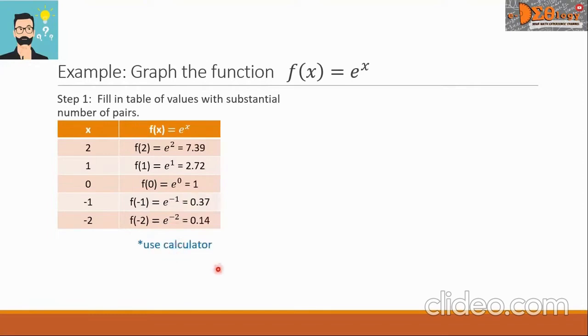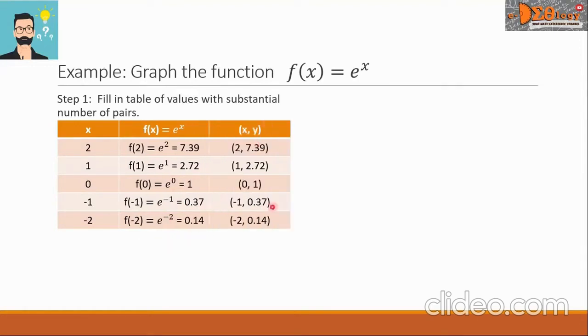Using our calculator, we will have the values e squared equals 7.39. E raised to 1 equals 2.72. E raised to 0 equals 1. E raised to negative 1 is 0.37. E raised to negative 2 equals 0.14.